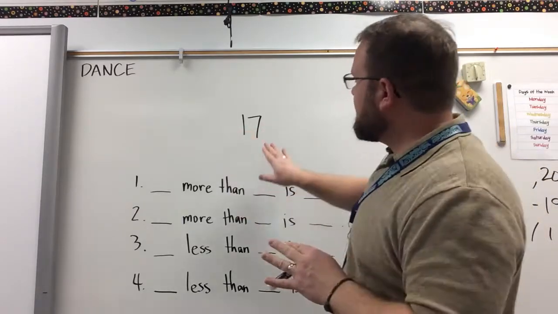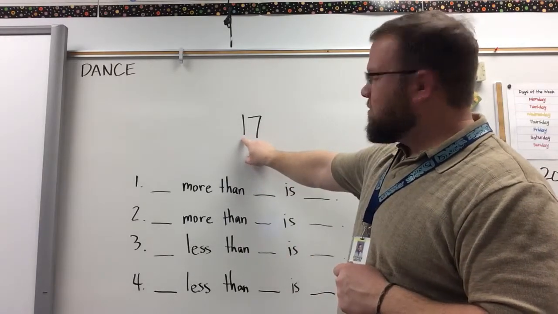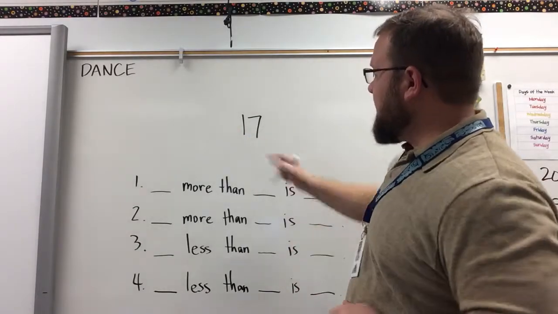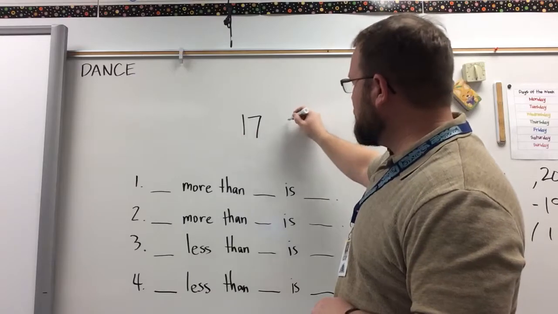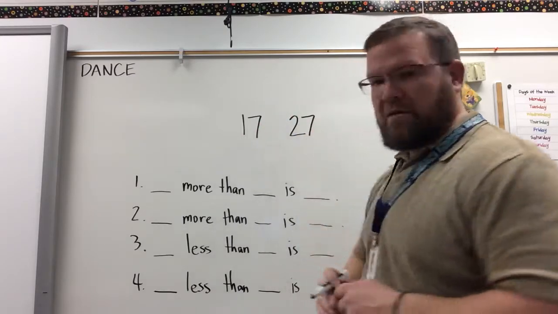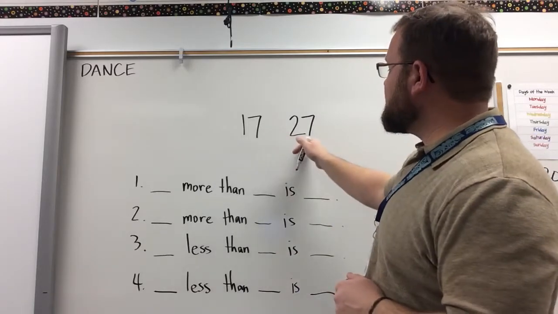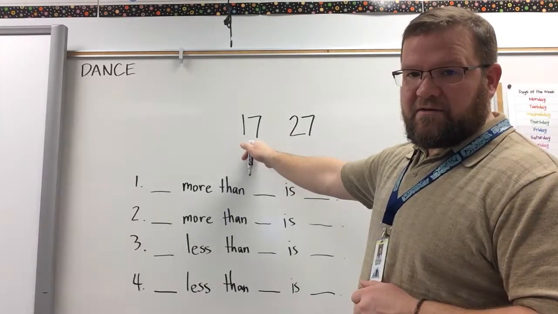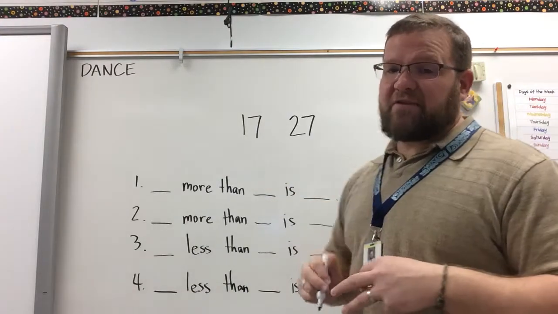So if we find 10 more than 17, all we're going to do is add a number to our tens place. If we add a number to the tens place, the 1 becomes a 2, but this number stays the same. Okay? So 27 is 10 more than 17, or 10 more than 17 is 27.